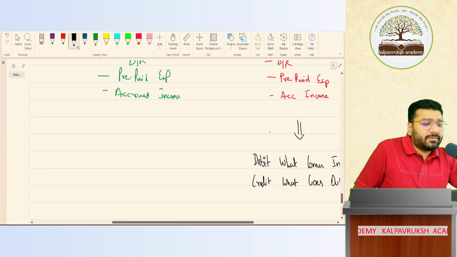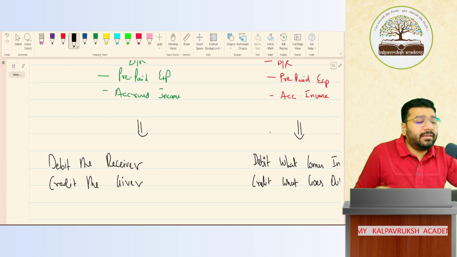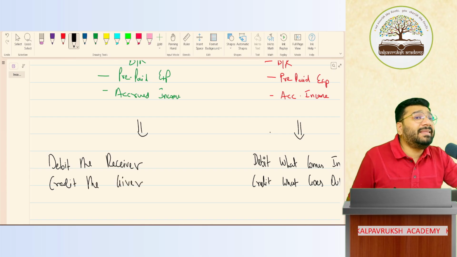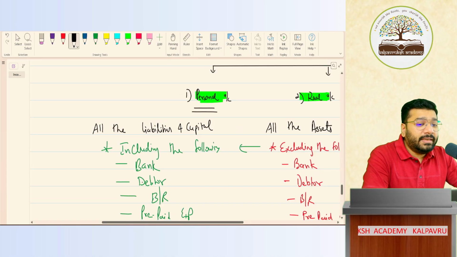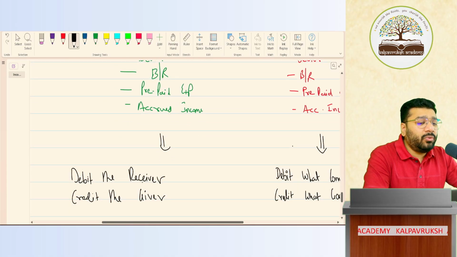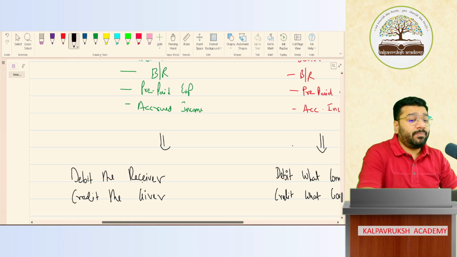So for all of this, the rule is: debit the receiver and credit the giver. Credit the giver. Got it? Not got it? Debit the receiver, credit the giver. Now one disclaimer. In the personal account, this personal account is from the opposite person's point of view.